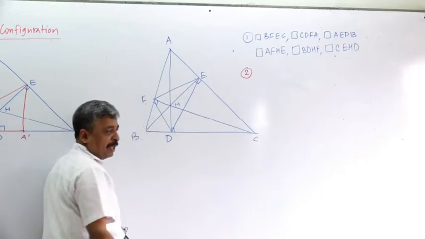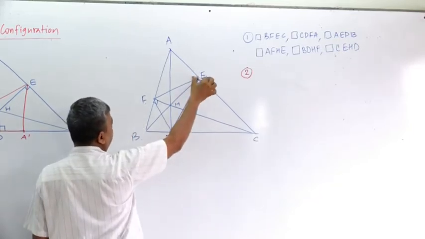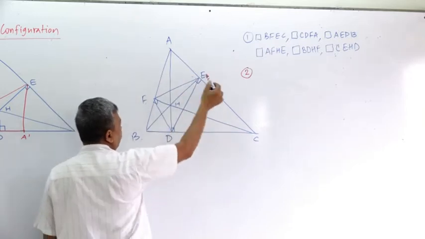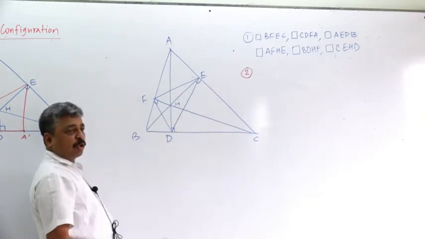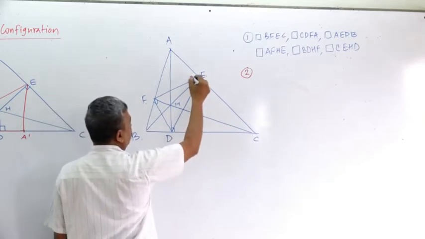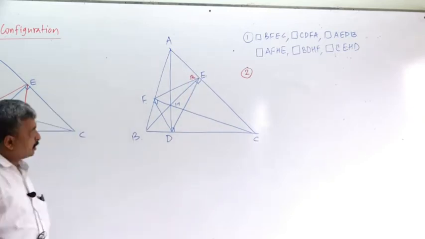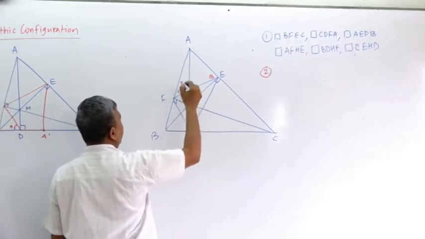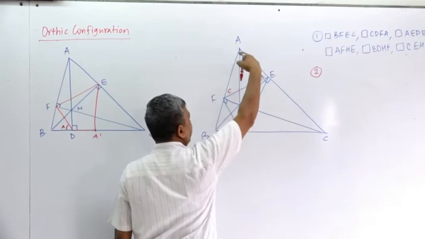BFEC as a cyclic quadrilateral, what should this angle be? The exterior angle of cyclic quadrilateral BFEC equals the remote opposite interior angle. Therefore, this angle will be B. Similarly, what will be this angle? C. And hence, these two triangles are similar: ABC and AEF.